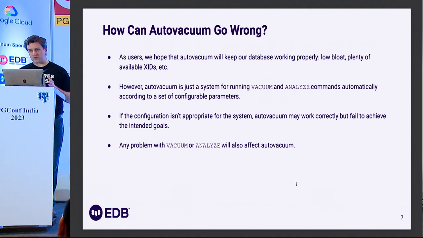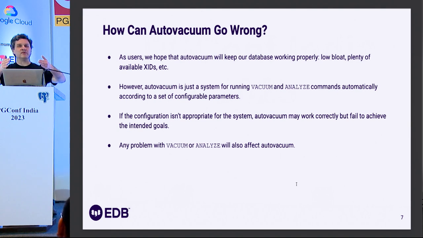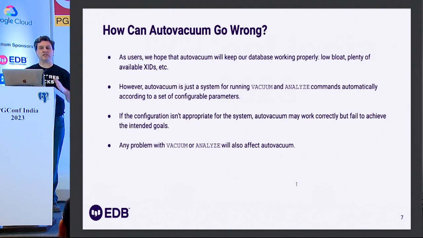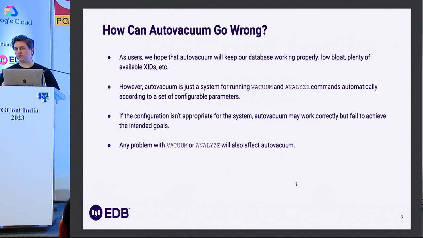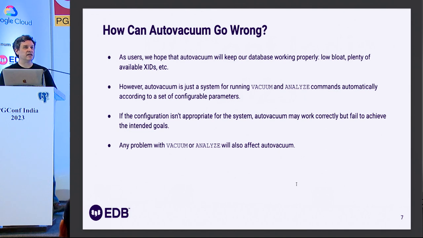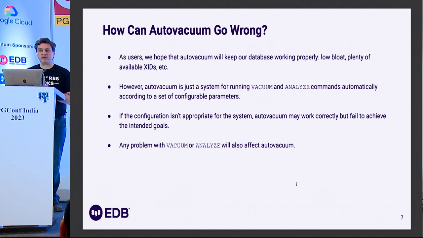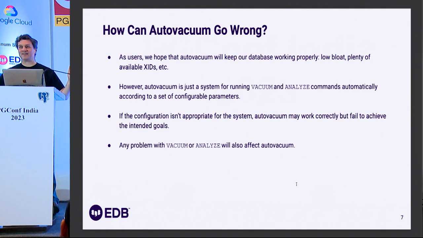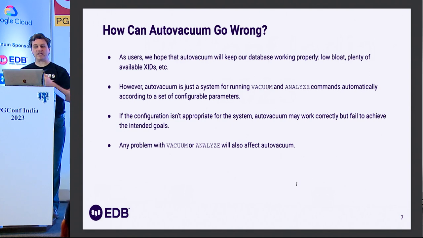In order to understand the other category of issue, we need to think about what we're hoping autovacuum will do and what it's actually coded to do. As users, or DBAs, we hope that autovacuum is going to keep our database running properly. Bloat should be low, plenty of XIDs should be available, all of those good things. But autovacuum doesn't know about that goal. It's just a system for running vacuum and analyze automatically according to a set of configurable parameters. And that means that if those parameters are not configured in a way that is appropriate to the system, autovacuum may think everything is great. I'm doing exactly what I was told to do. But your goal of having the database work properly may not be achieved.